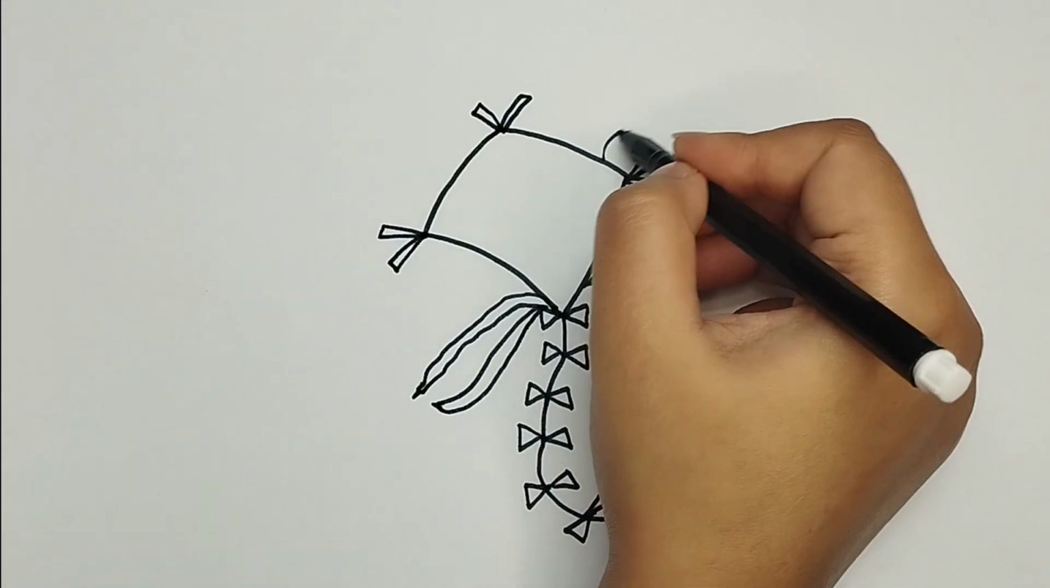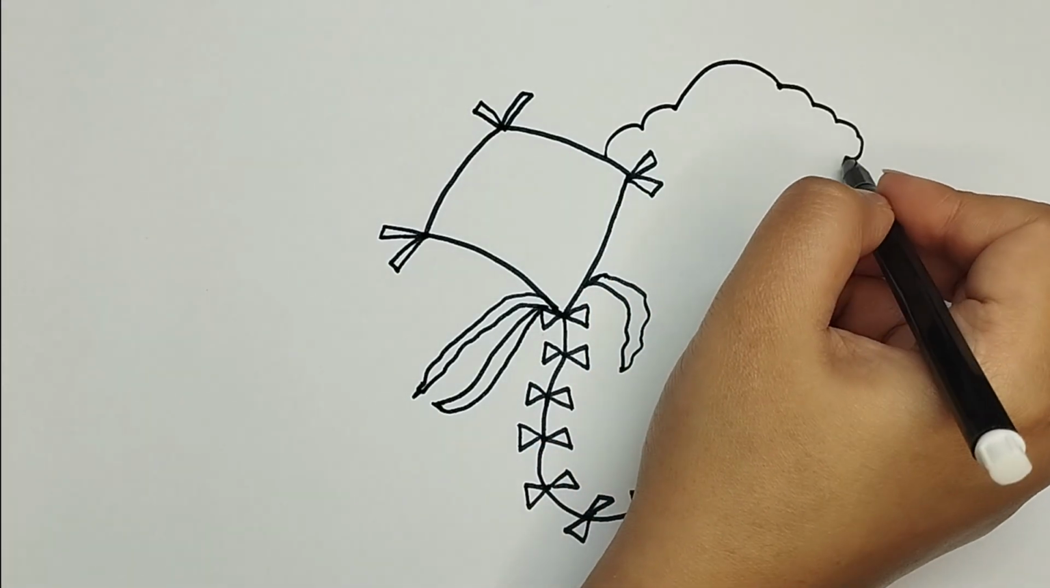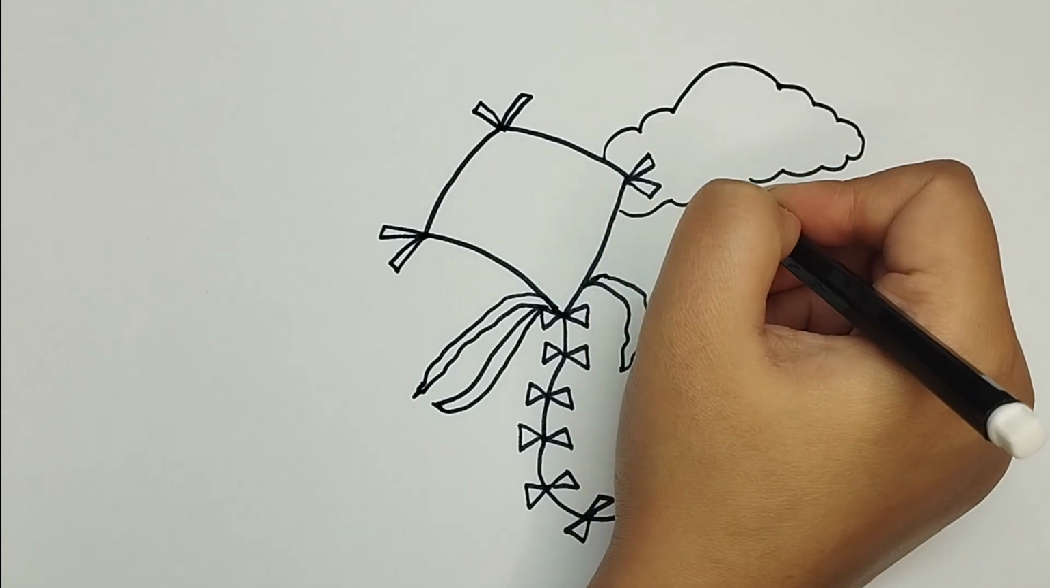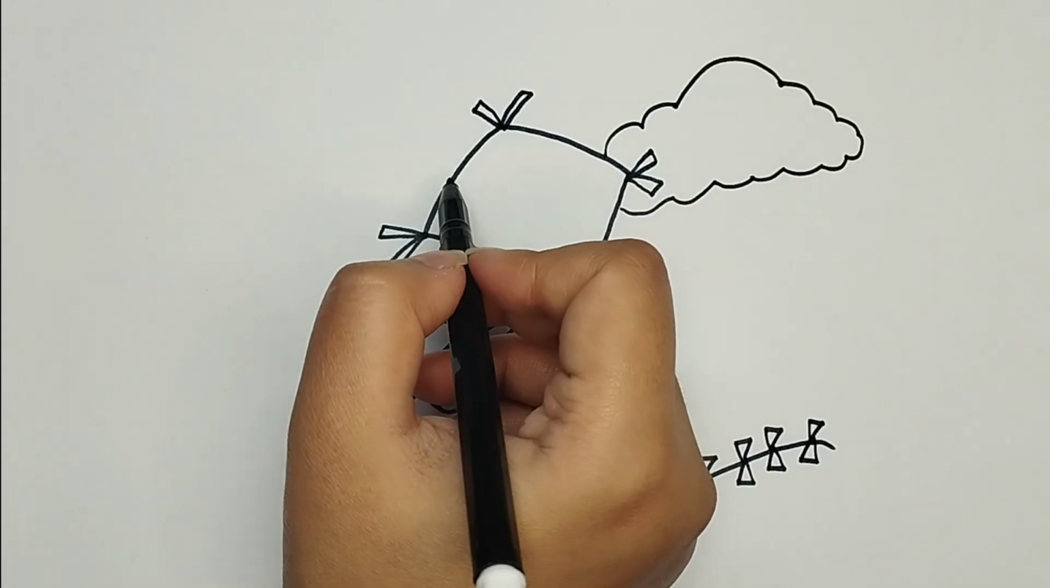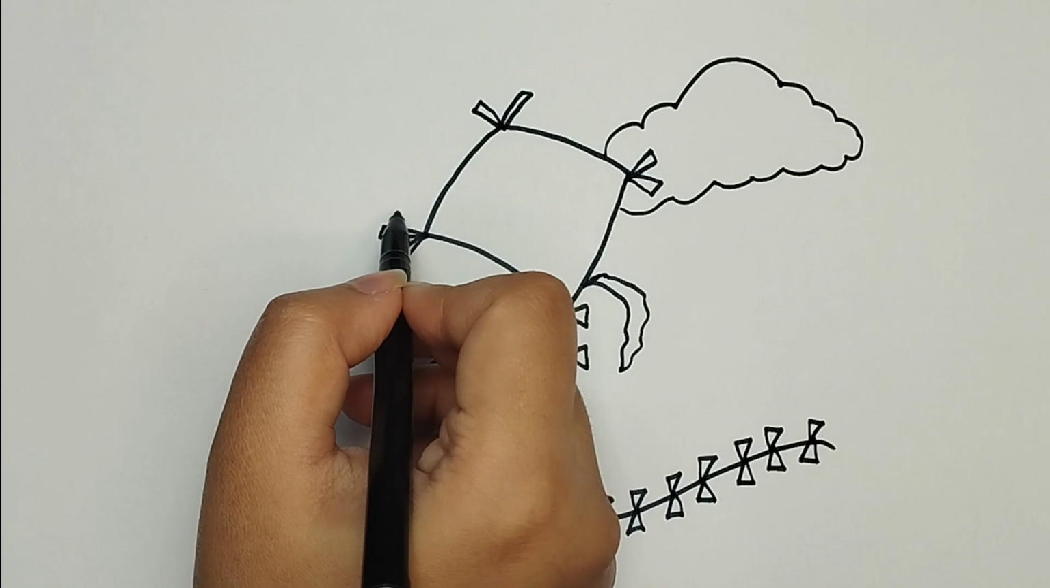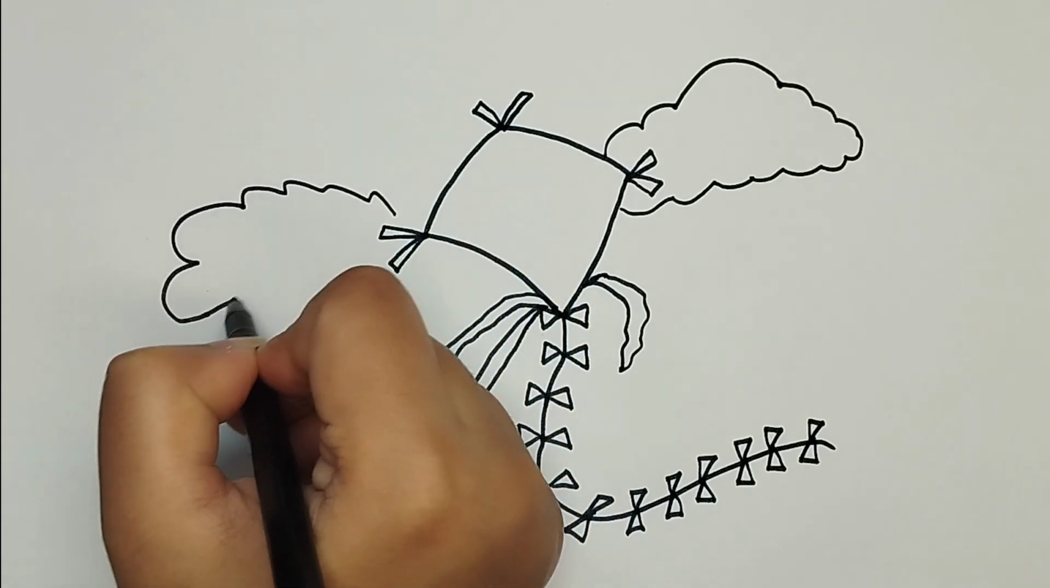Now, let's draw some fluffy clouds and a radiant sun. Sketch soft, billowy shapes for the clouds and a warm, glowing circle for the sun. Picture a day where the sky is a canvas for our kite adventure.